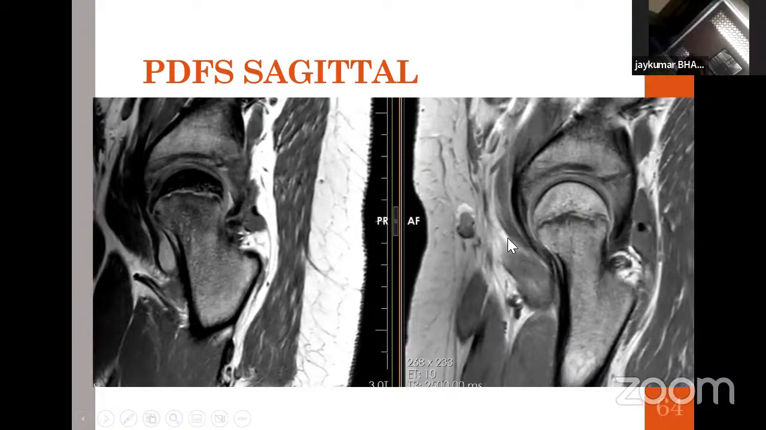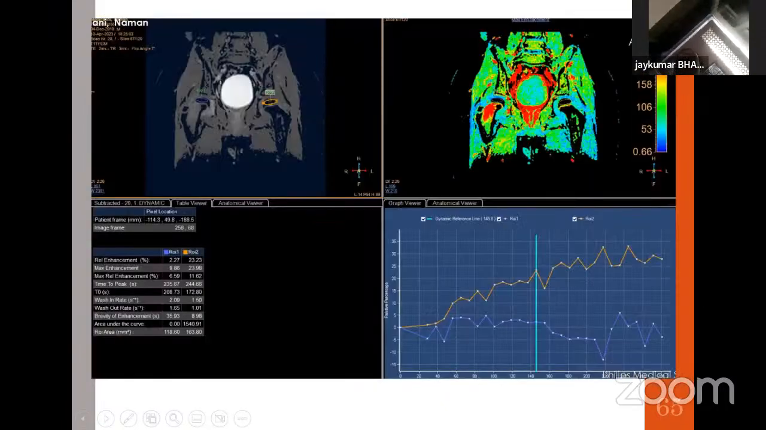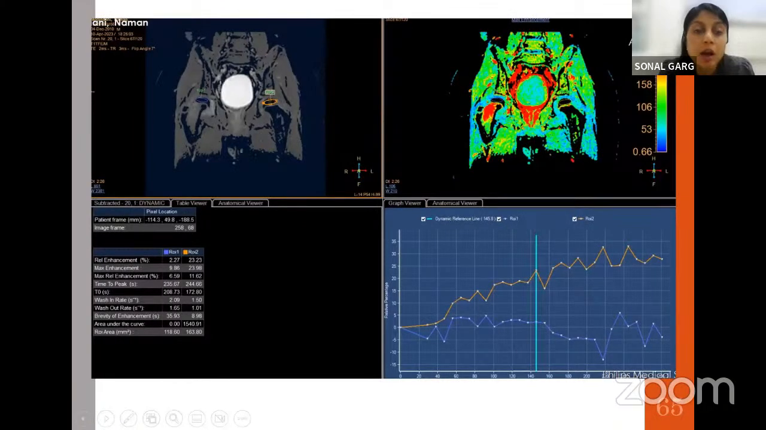And this is the next fancy imaging technique that we have, which is called a perfusion MRI. So what we do here is that we measure the perfusion, which is the blood flow within this damaged epiphysis. How good is the blood flow so that we know which phase is the disease? Is this in the revascularization phase? Is this in the inflammatory phase? Or is this in the fragmentation and sclerosis phase where we can't do anything?